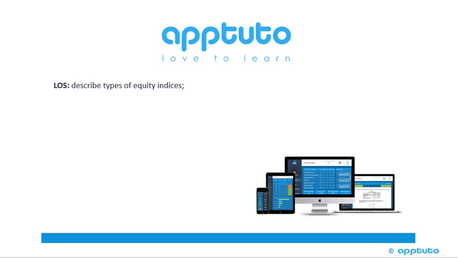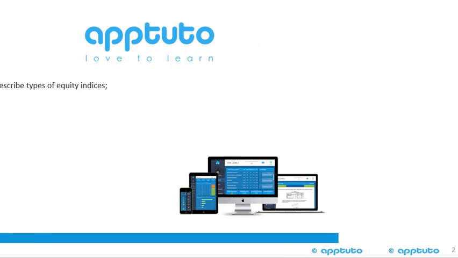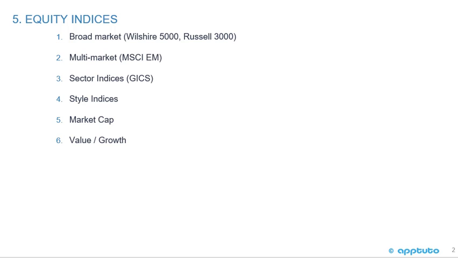This LOS is to describe types of equity indices. So this is just a short little section in the book actually, and it's not too difficult. It's just talking about a wide variety of equity indices that exist, including broad market, multi-market, sector, and style. So it goes through some descriptions on the broad market, like the Wilshire 5000 or the Russell 3000, some multi-market, and we've seen that before.